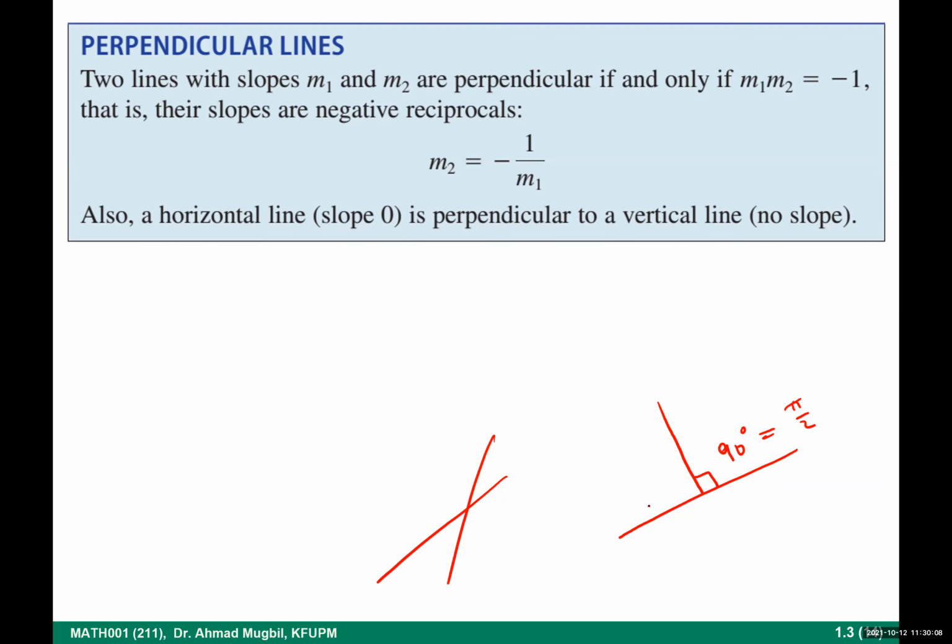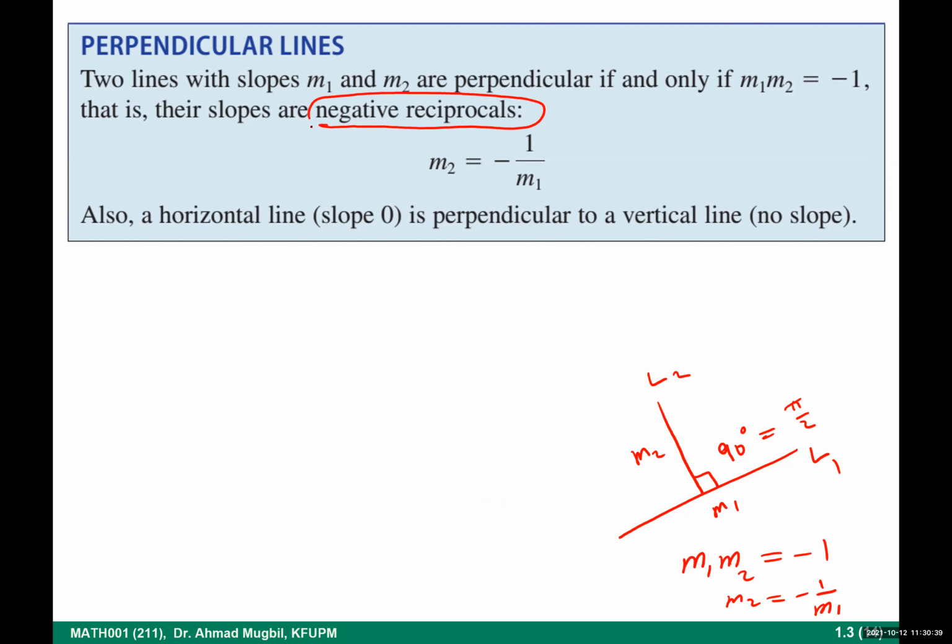What is the relationship between their slopes? If this is L1 and this is L2, it is proved that m1 times m2 equals -1. If you are interested in the proof, it is in your textbook. So the relationship between the slopes is that the product of the slopes equals -1. In other words, if you solve for m2, it will be m2 equals -1 over m1, or m1 equals -1 over m2. So just remember this, and it will be enough.